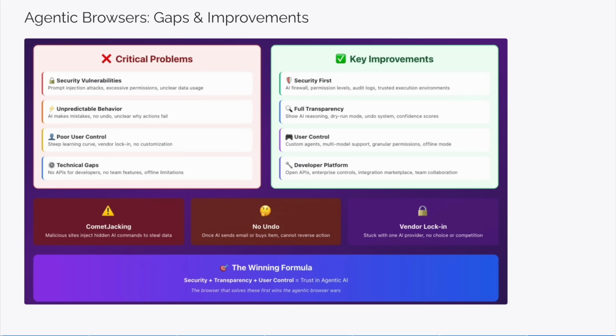Ultimately, the winning formula is simple. You need to have security, transparency, and user control to build deep trust in the agentic AI capability. So to wrap it up, we're not just witnessing an upgrade in technology, but a redefinition of how we interact with information itself. The agentic browser isn't the future of browsing. It's the beginning of the agentic internet. And the question for all of us isn't if this will happen. It's about how we will shape it and how our behaviors will be shaped as we start moving more and more towards using these agentic browsers.